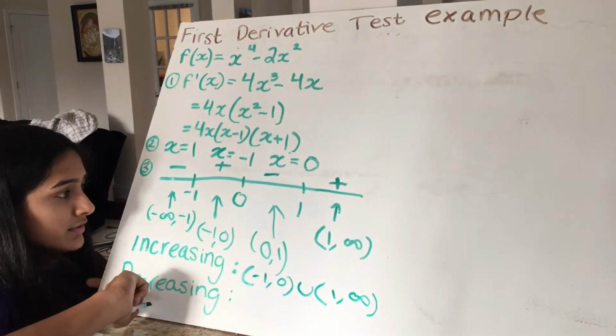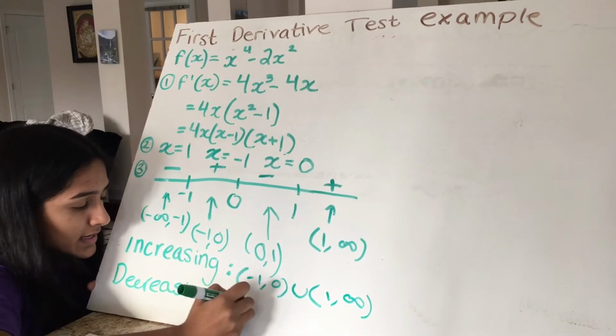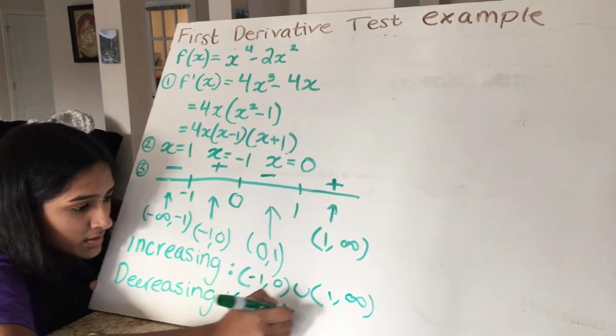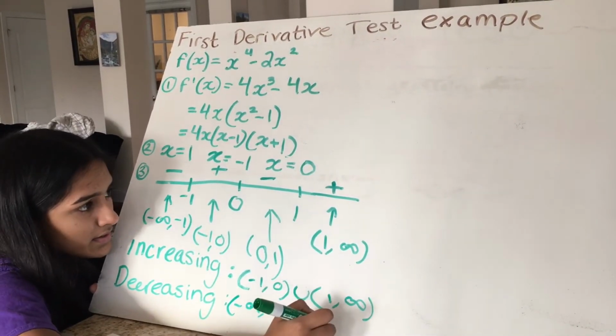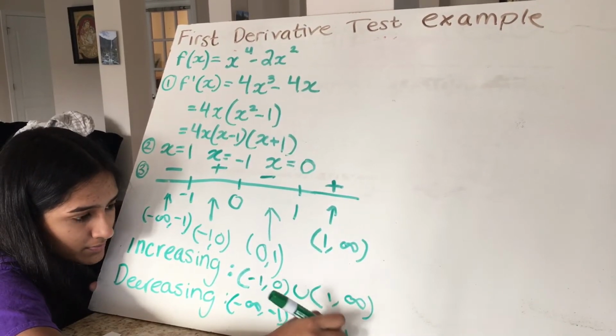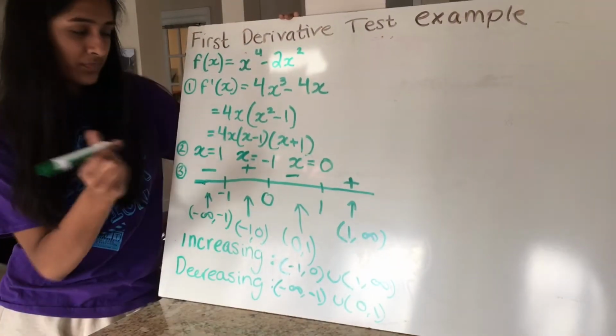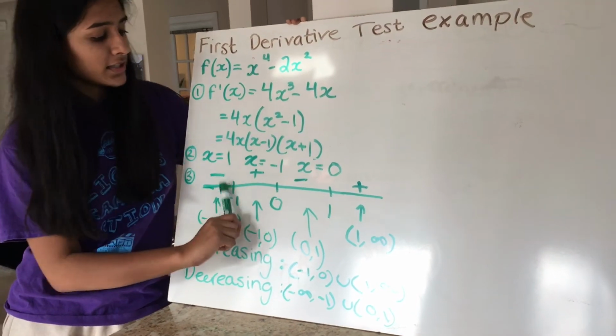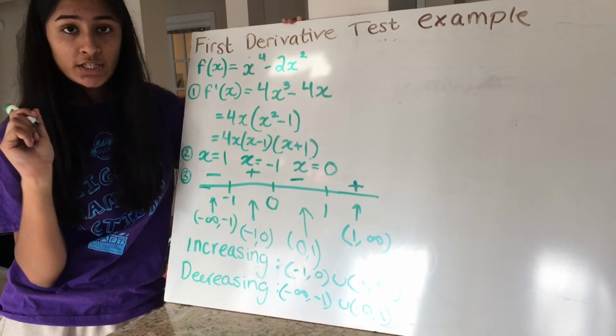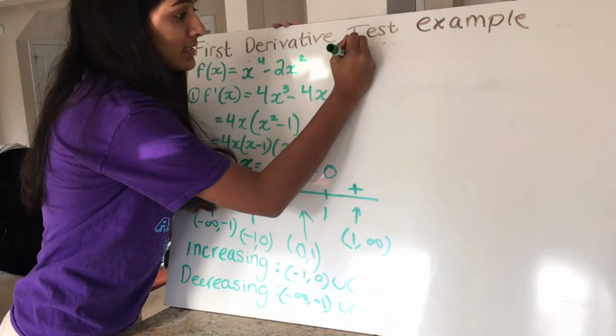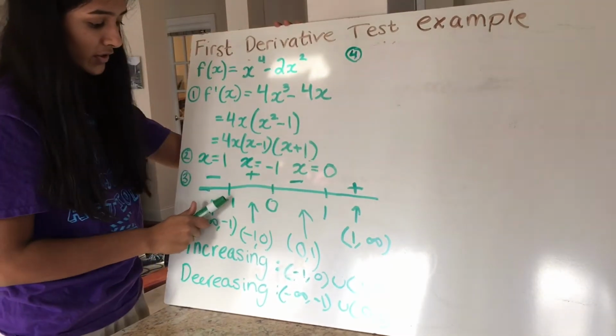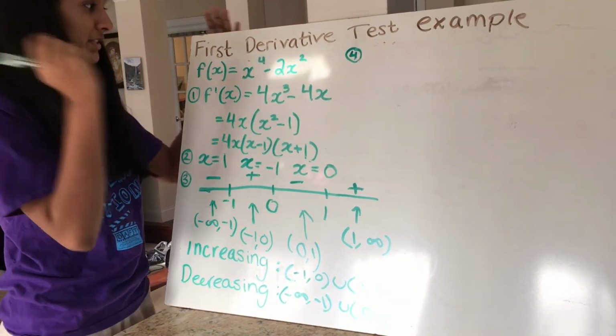Our intervals of decreasing are -∞ to -1, or 0 to 1. So now we know that at each of these critical points, the function is changing. So that brings us to our next step, which is plugging the critical points into our original function.